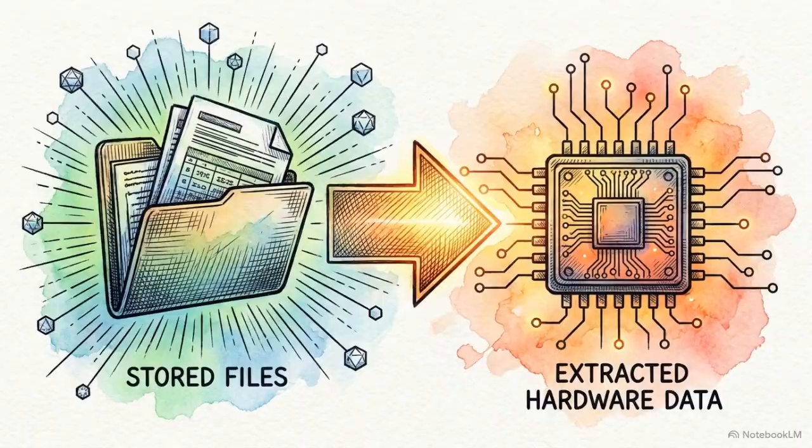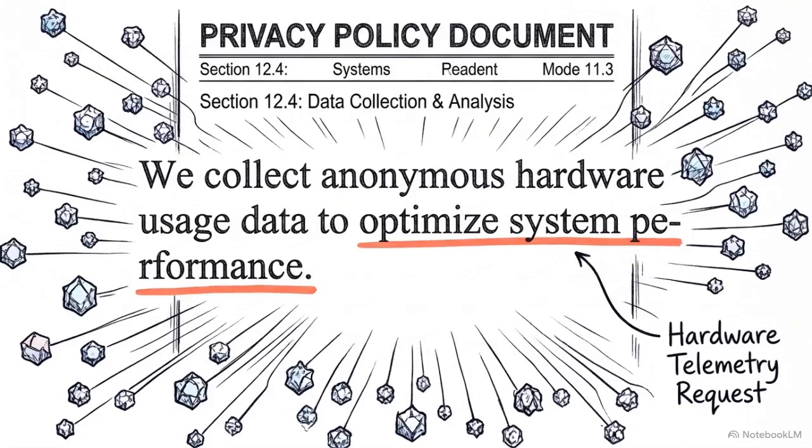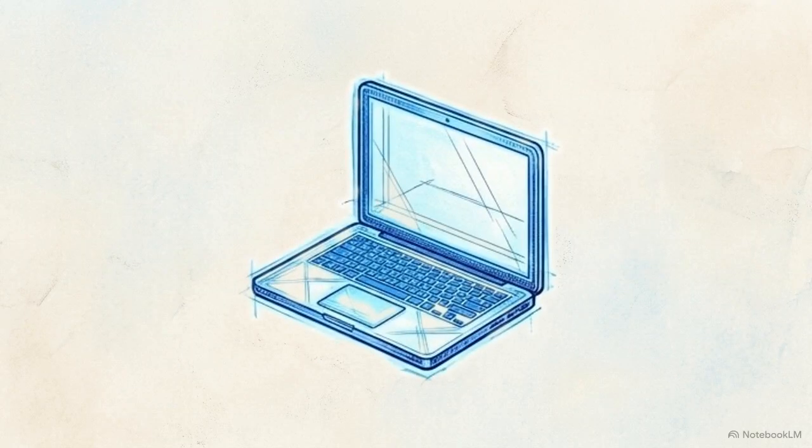The analysis shifts from files stored on the device to data extracted from the device. Under the Special Features 2 section, the document requests permission to actively scan device characteristics for identification. This describes active device fingerprinting. Rather than checking for a stored tracker, the system distinguishes a user by compiling automatically transmitted system data.